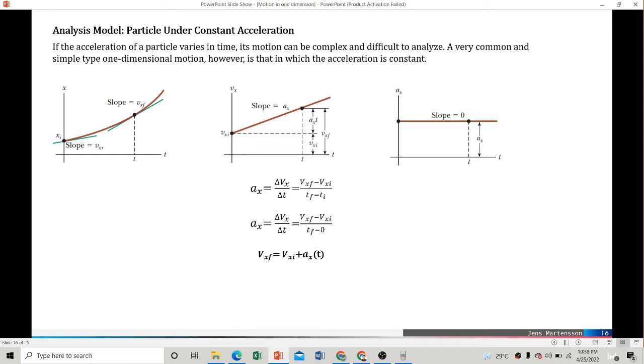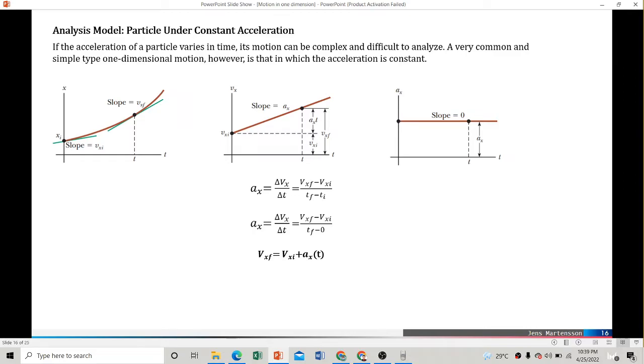i-constant nato ang acceleration. Okay, so in such a case, the average acceleration at any instant within the interval is numerically equal to the instantaneous acceleration at any instant within the interval, and the velocity changes at the same rate throughout the motion. So this situation occurs often enough that we identify it as an analysis model: the particle under constant acceleration.